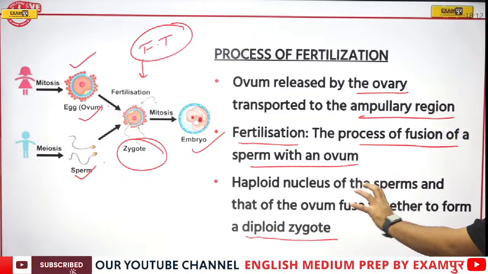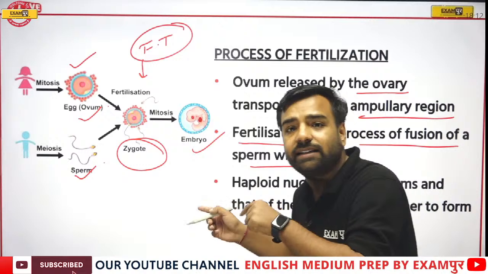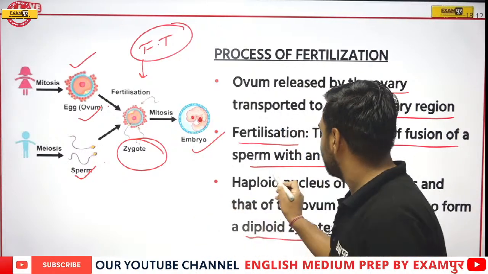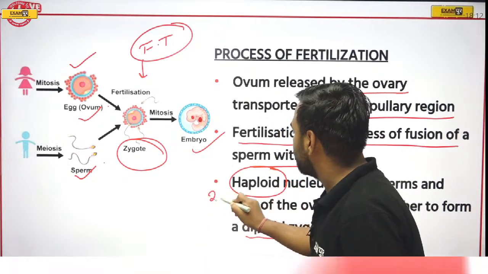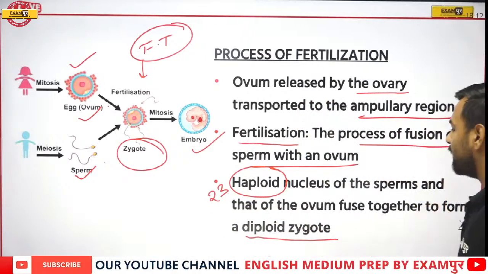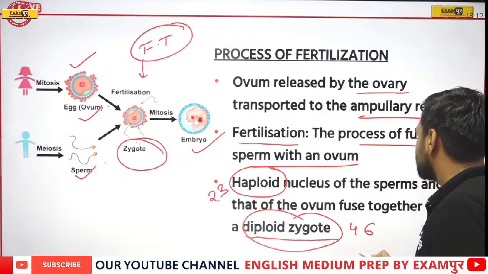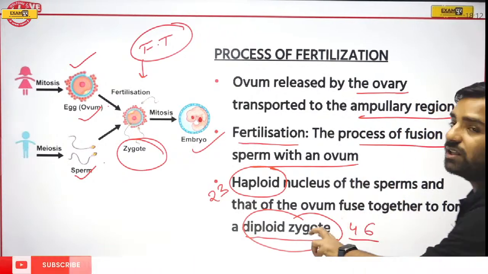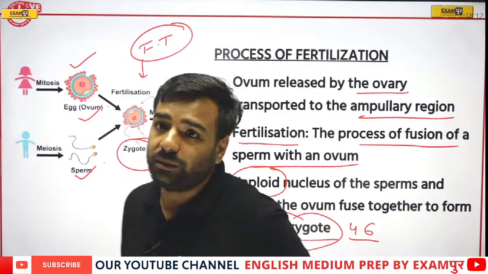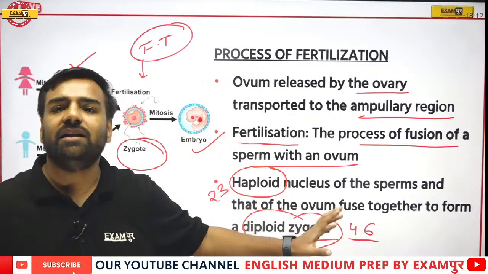So I don't think you are having any confusion right now regarding haploid and diploid. Again I am saying, haploid means we are talking about 23 chromosomes over here. If I talk about the diploid zygote, that means we are talking about 46 chromosomes, because 23 is from the father, 23 from the mother, and 46 with the baby. So is this clear till now?